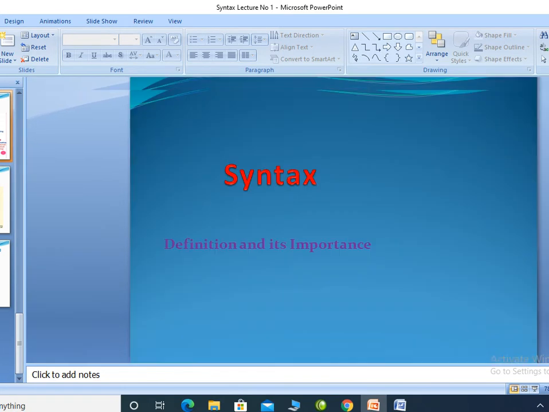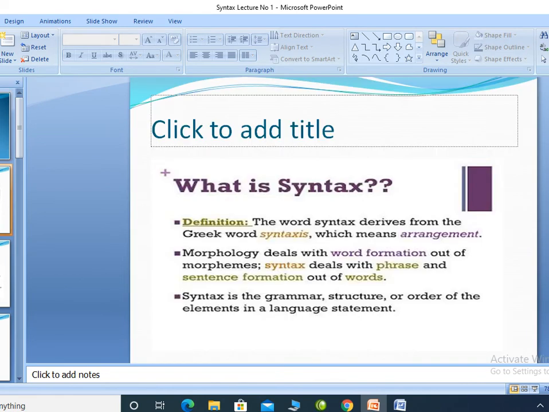Now I'm going to the definition and importance of syntax. You know what syntax is? The word syntax has been taken from the Greek word syntaxis, which means arrangement. Morphology deals with word formation out of morphemes. You have studied in the second semester that morphemes make a word. But syntax deals with phrase and sentence formation out of words. So the words are combined and the sentence is produced. In simple words, if you want to build a building, we need different things. We need bricks and blocks, etc.